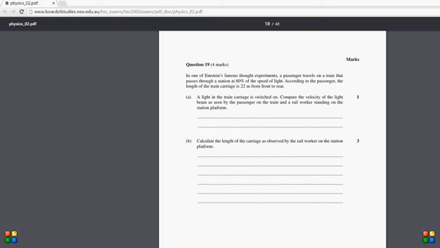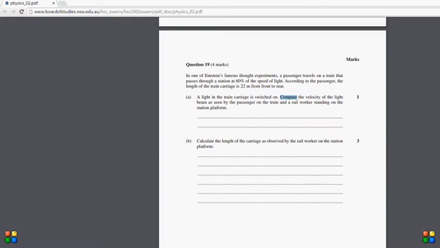Anyway, in one of Einstein's famous thought experiments, a passenger travels on a train that passes through the station at 60% the speed of light. According to the passenger, the length of the train is 22 meters from front to rear. Okay, a light in the train carriage is switched on. Compare the velocity of light as seen by the passenger. So this is a compare, but we can easily just write this as one sentence. The velocity of light is the same in both frames of reference.